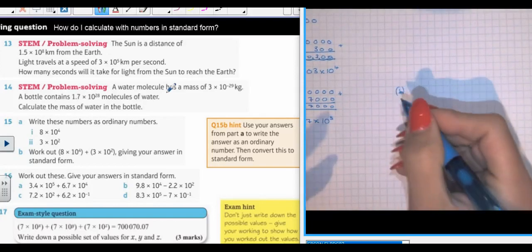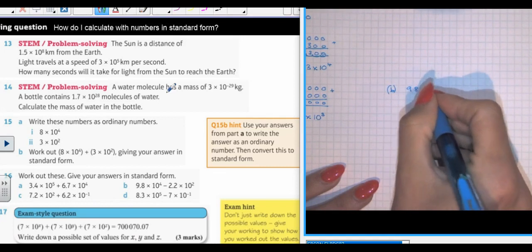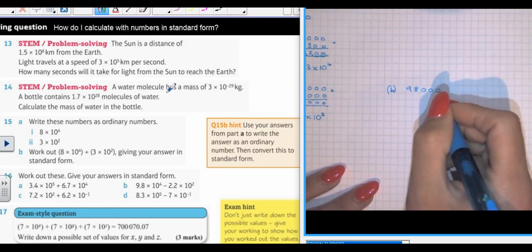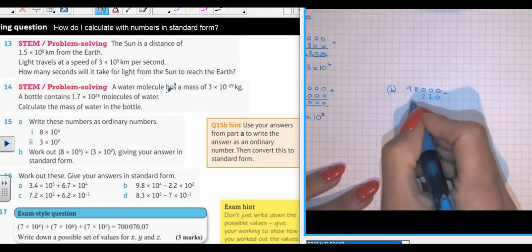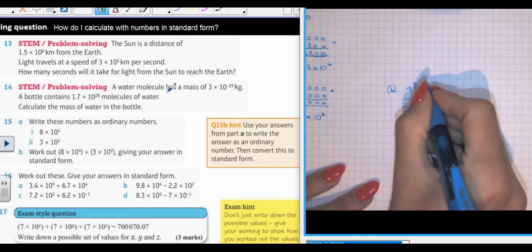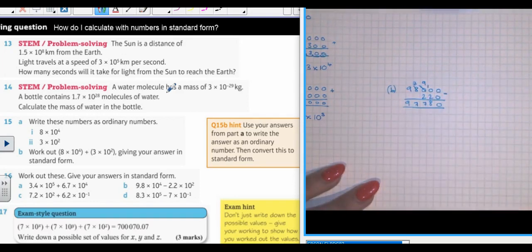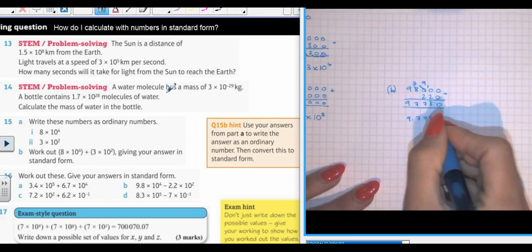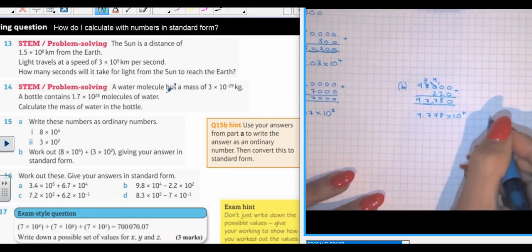16b. 98,000. Take away 220. 97,780, which is 9.778 multiplied by 10 to the power of 4.